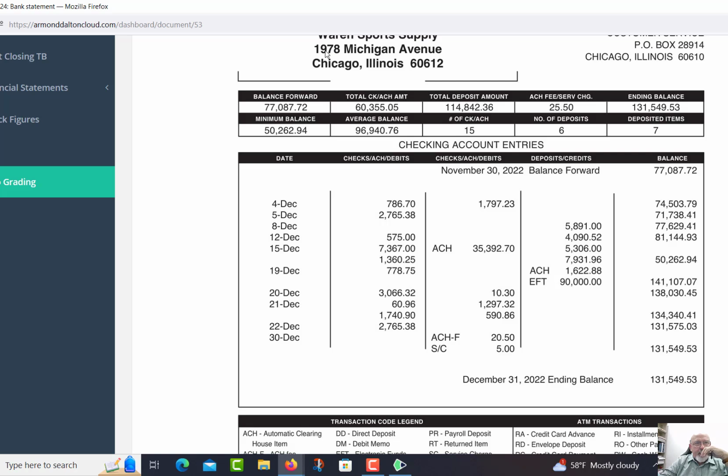So we take the beginning inventory plus purchases, which is goods available for sale, and then we subtract out the ending inventory. Anyway, we have this number for ending inventory, and when we subtract that from goods available, we get cost of goods sold.